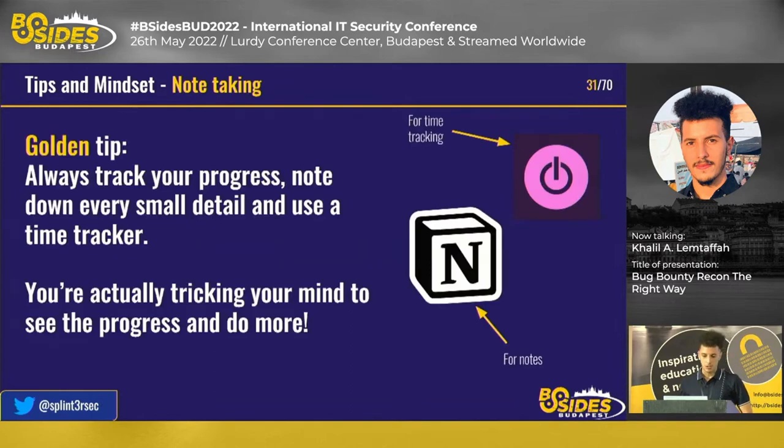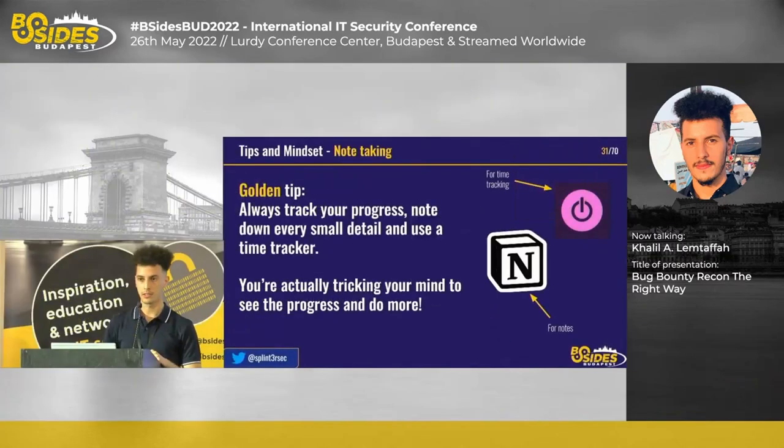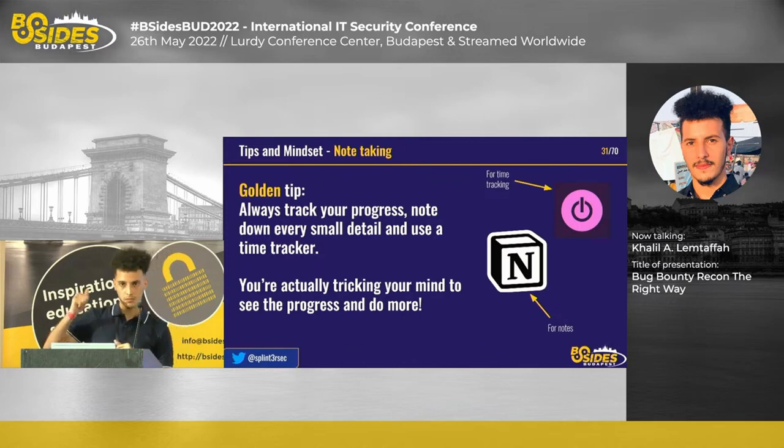The next tip is about note-taking, and I always say that note-taking is the golden tip of bug bounty. You should always track your progress, note down every small detail that you found, and use a time tracker. Personally, I use Notion for note-taking and Toggl Track for time tracking. And you are actually tricking your mind to see the progress and do more, because when you find something and note it down, if you come back later, like after one week or two weeks, you will see that you made progress and you can do more.